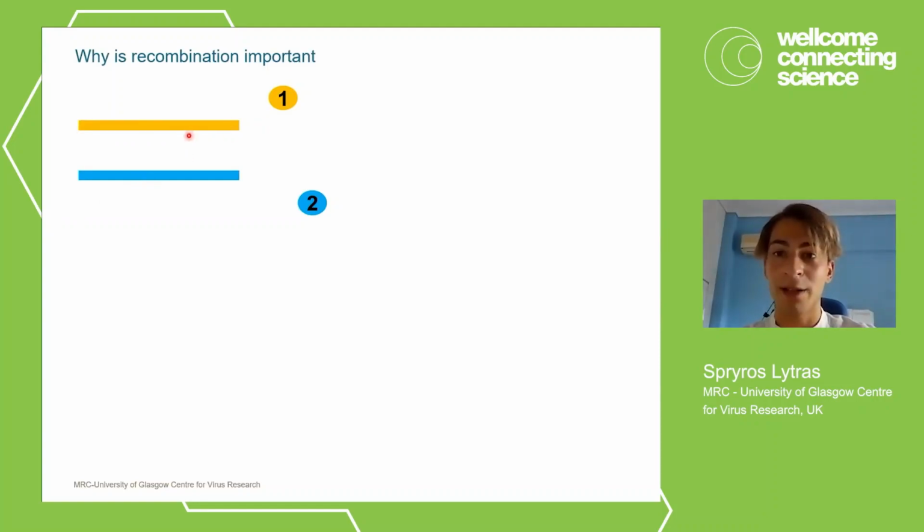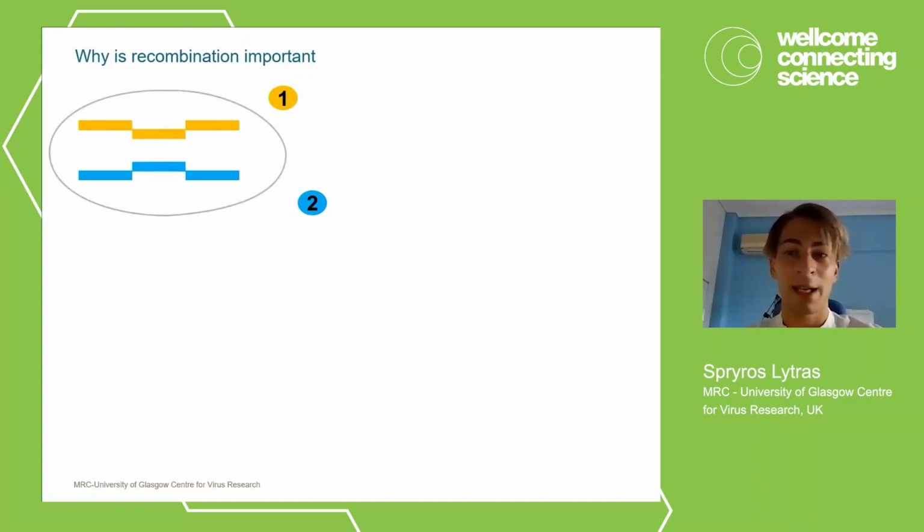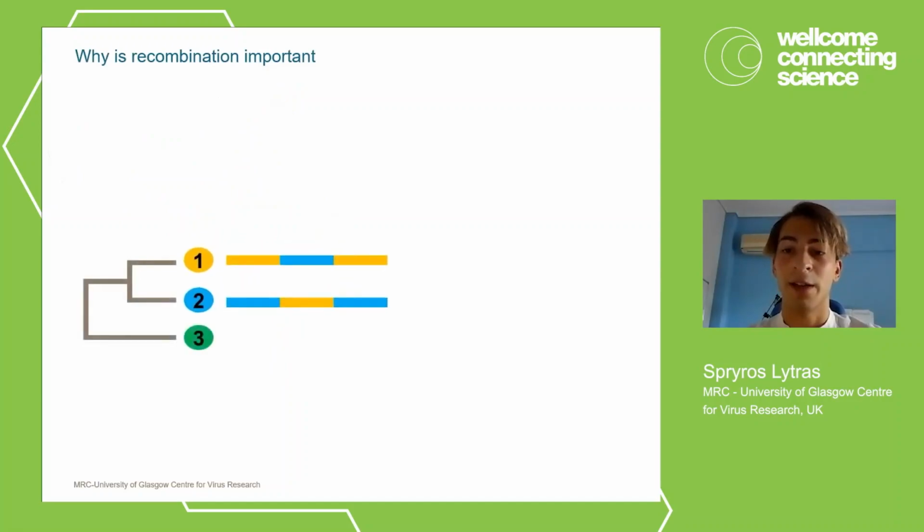So imagine a yellow virus 1 and a blue virus 2. They find themselves in the same cell at the same time and they recombine. So now, if you were to take the entire whole genome of these two viruses and infer a phylogeny, that phylogeny would not really reflect the true evolutionary history of the viruses.